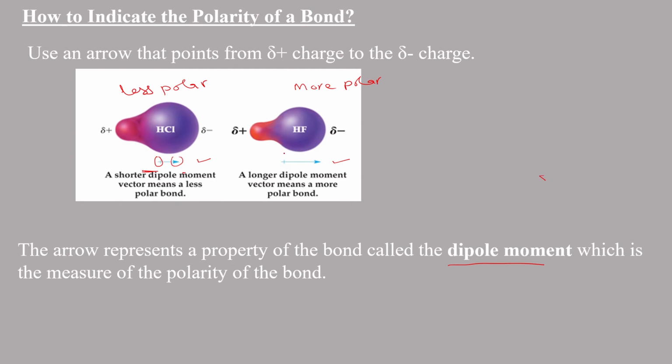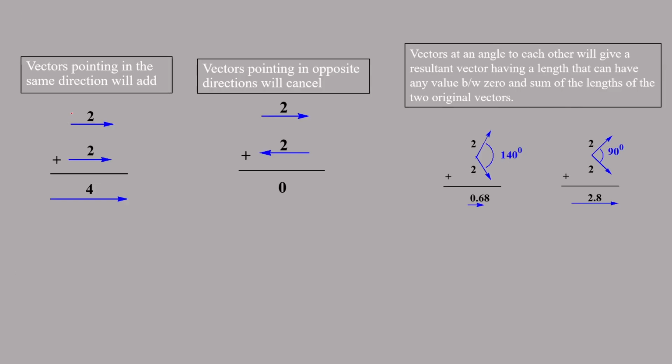A vector can be best thought of as a number that has a direction. So these vectors or arrows have a number associated with them, like more polar, less polar. There's a quantity, and also there's a direction. They always point towards the more electronegative element. In this slide, we will see how to add vectors. Vectors, when they are pointing in the same direction, will add.